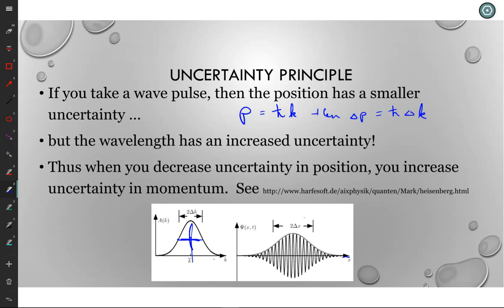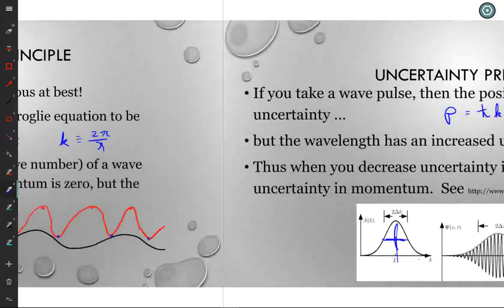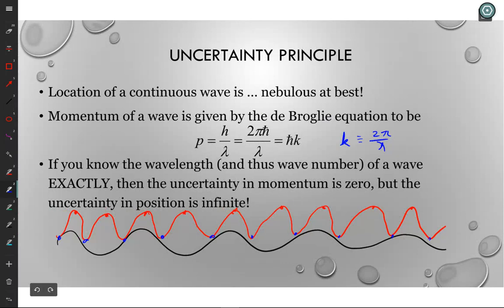So what Gauss did is he used a Gaussian distribution and showed that mathematically the Gaussian distribution gives you the smallest possible product between the uncertainty in momentum and the uncertainty in position. And that gave him his value of h bar over 2. Now, let me remind you, we've used h bar a lot. What is h bar? H over 2 pi.